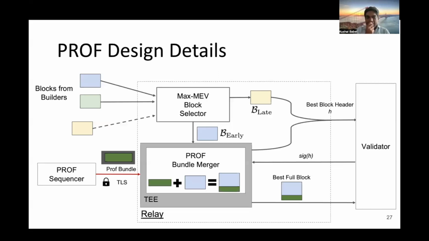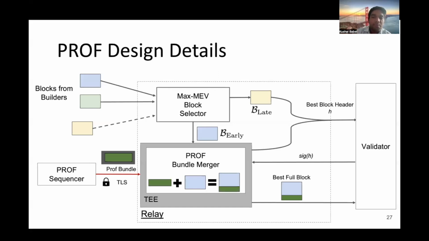Now, here's the design for PROF. As I mentioned, the workflow for builders remains unchanged. Essentially, at the relay, what happens is the PROF sequencer sends an encrypted transaction bundle, the PROF bundle, to the relay. The relay takes the most profitable block from the auction, which is the B early block, the blue block here, appends the PROF bundle, and creates the PROF enriched block. And now it will also produce a PROF enriched bid, like the R plus epsilon bid.